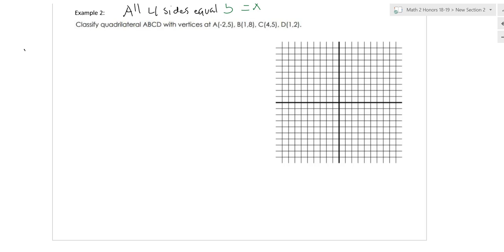With vertices, A is at -2, 5. 2, 3, 4, I can't count, 5. Over here. B is at 1, 8. C is at 4, 5. And then D is at 1, 2. So we have this little shape here.